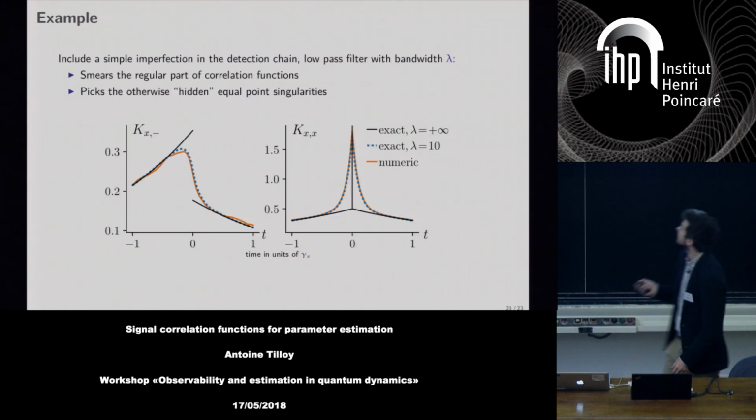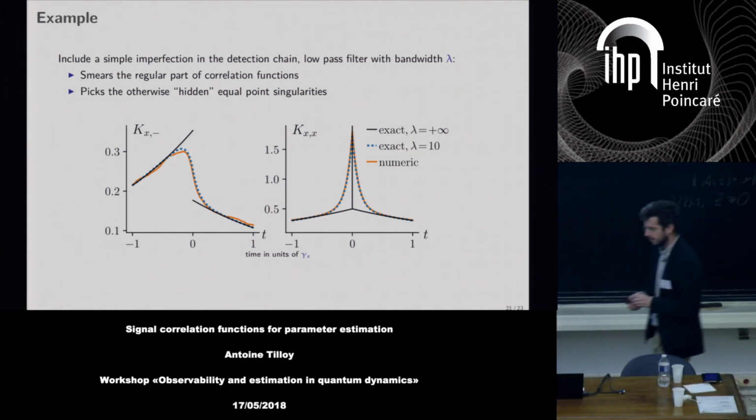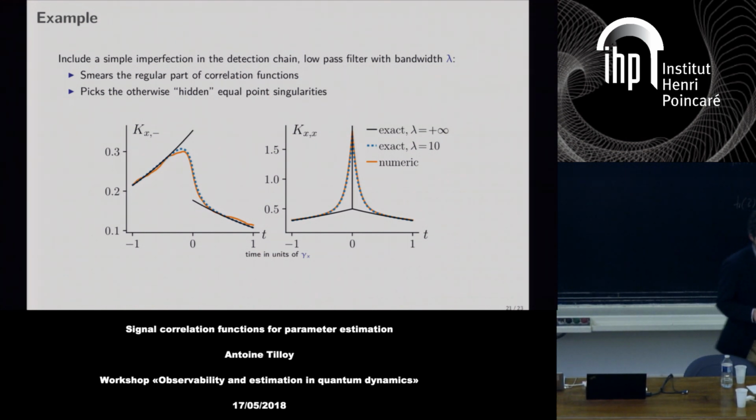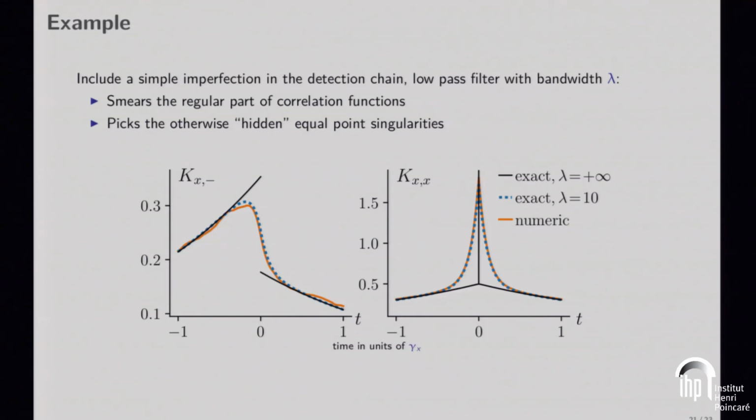And then I take lambda to be 10. So the bandwidth of the amplifier is 10 times the time scale of the problem I consider. And if I look at the correlation function, this is the correlation function that I've shown before. The black line is the exact one if there were no imperfection in the amplification chain. The dotted line takes into account the fact that there is a filter. And the orange is a numerical simulation with very few trajectories, 10 to the 4 in length, simulated in the stationary state.